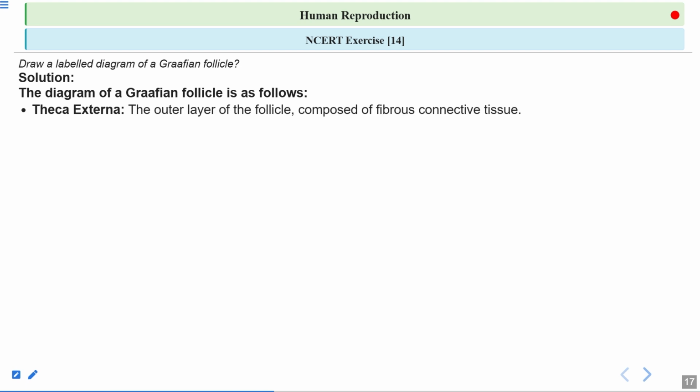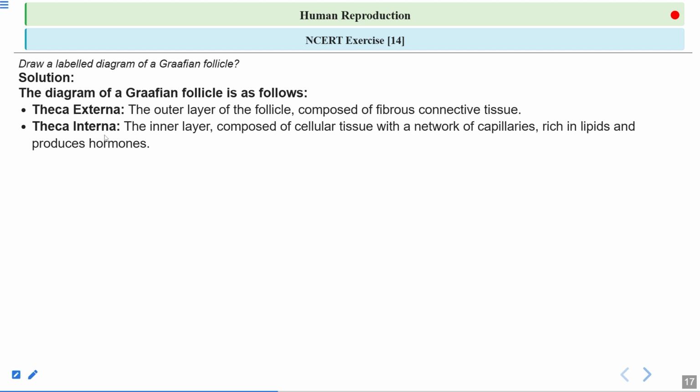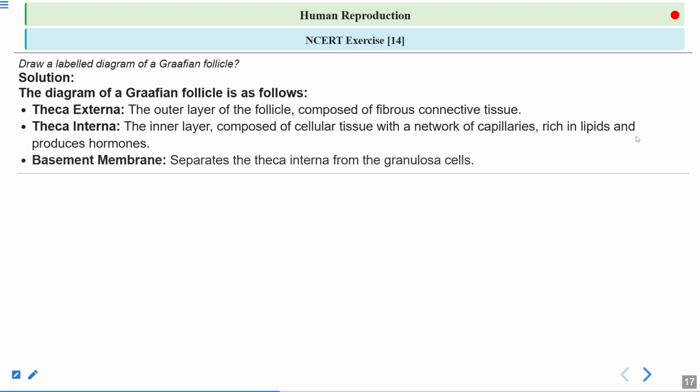Let's have a look at the parts of the Graafian follicle. Theca externa is the outer layer of the follicle, composed of fibrous connective tissue. Externa means outer layer. Theca interna means inner layer. The inner layer is composed of cellular tissue with a network of capillaries, and this layer is rich in lipids and it produces hormones also.